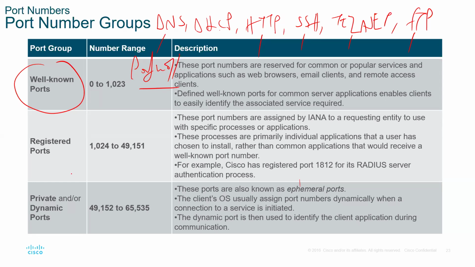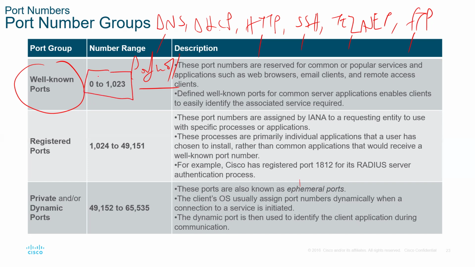Right. Then we have the registered ports. These processes are primarily individual applications that a user has chosen to install rather than the common applications that would receive a well-known port number. So registered ports allow us to have greater flexibility because they provide a range for applications which do not have well-known ports. As a user, you just need to register. So you have your own application, but it is not amongst this range of well-known ports.